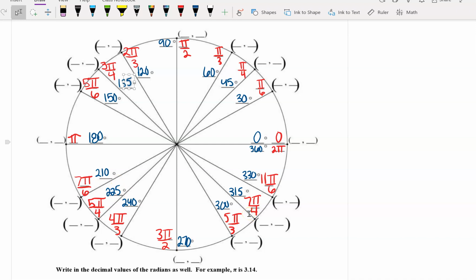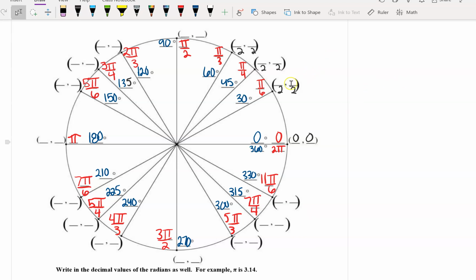Right, now we need to find the coordinate points. The coordinate point here is always 0, 0. And then I have a little trick for you. All of these coordinate points will be fractions with denominators of 2. And this is just something you'll have to memorize. It's always going to be over 2.